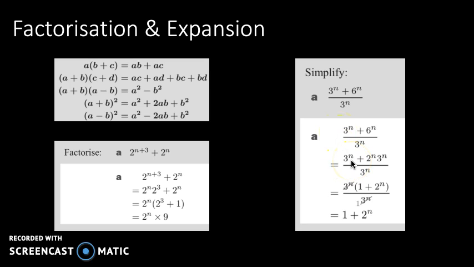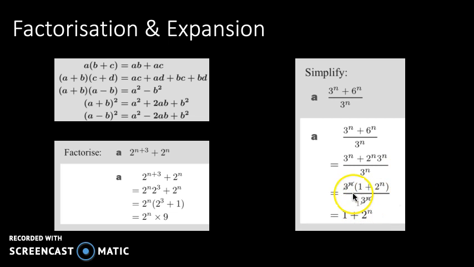So then it becomes 3 to the power n plus 2 to the power n times the 3 to the power n, all over 3 to the power of n. And then we can factorize, so outside of brackets we get 3 to the power n. Open brackets, we get a 1 from dividing this by 3 to the power n. And then we get 2 to the power n on this side of the bracket from dividing this by 3 to the power n. And then this is again all over 3 to the power n.